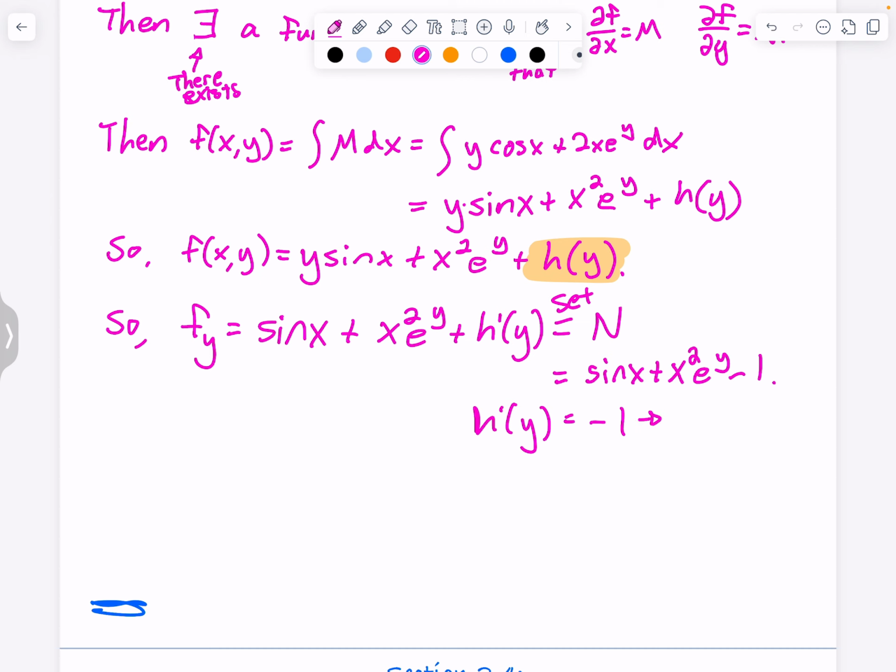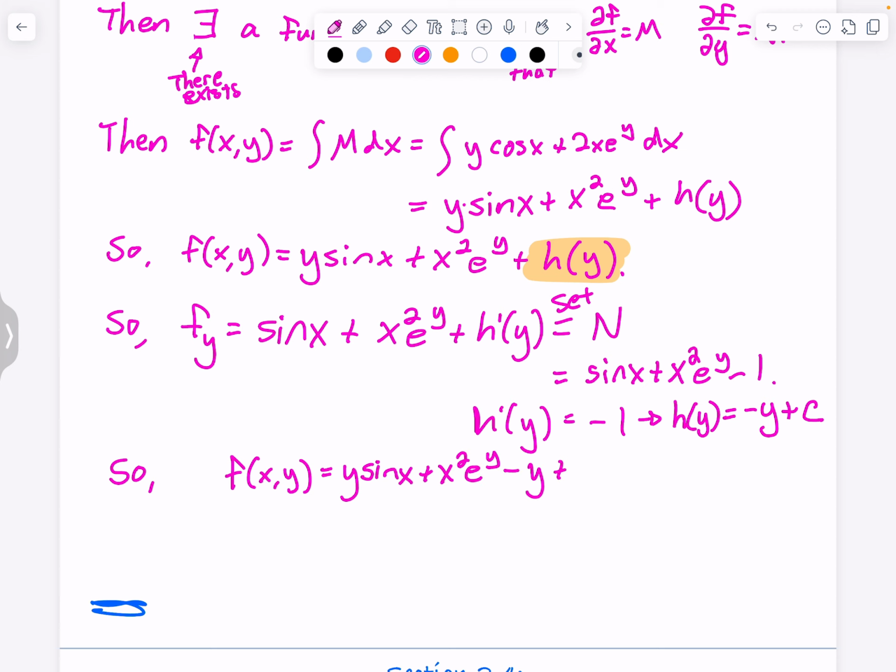So if this is the case, to go backwards, I have h prime. To get h, I just take the integral. So I'm going to have a -y, and now I have a constant. So this actually gets us to our answer. We have f of x, y. It's going to be y sine x plus x squared e to the y minus y plus c.